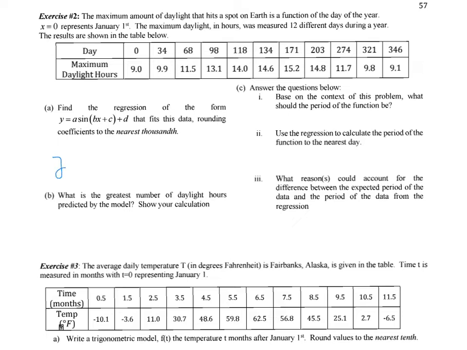So if you did this problem, you typed your numbers in L1 and L2. The regression you should get for part A is y equals 3.131 sine of (0.017x minus 1.318) plus 12.095. Okay, so I'll erase that one and get to the next question.